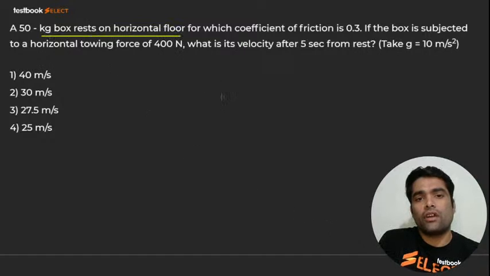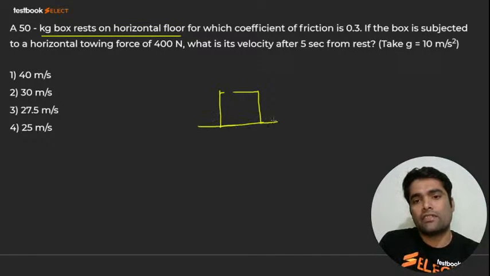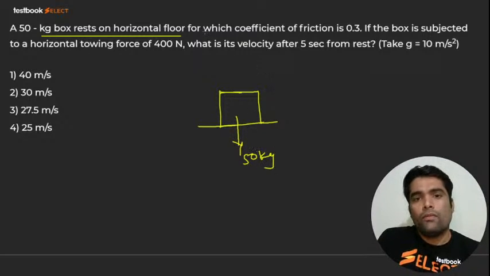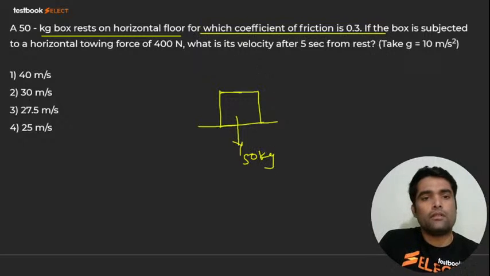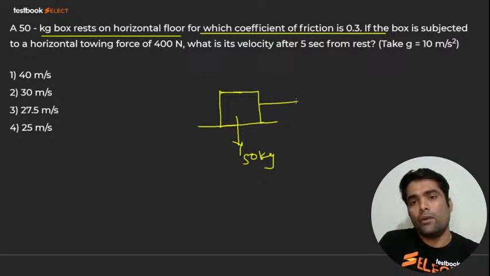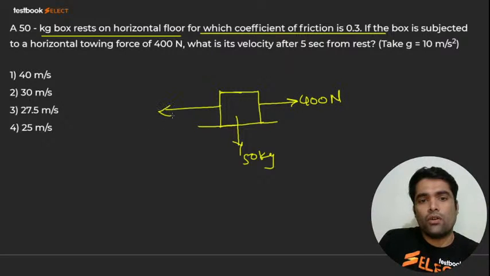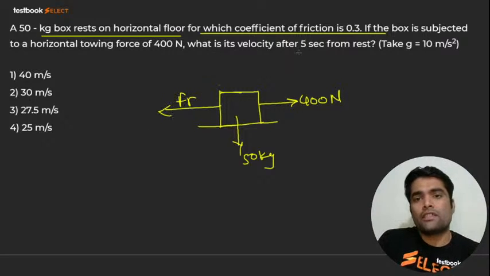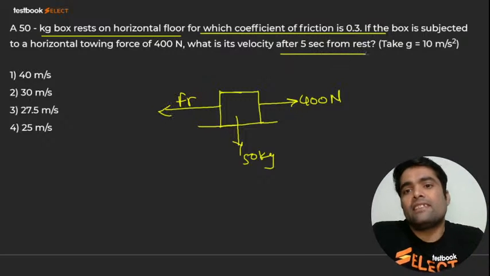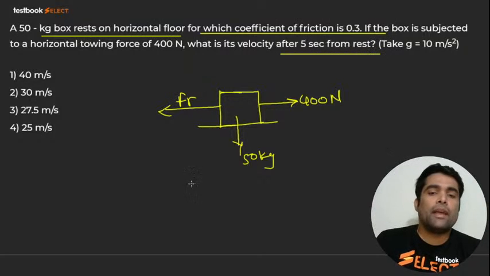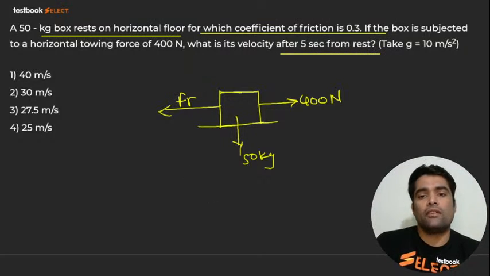A 50 kg box rests on a horizontal surface. Friction, related to engineering mechanics. The floor has a coefficient of friction, mu, of 0.3. The box is subjected to a horizontal force of 400 Newton. There should be friction on this side, Fr. What is its velocity after 5 seconds from rest? That you have to calculate.